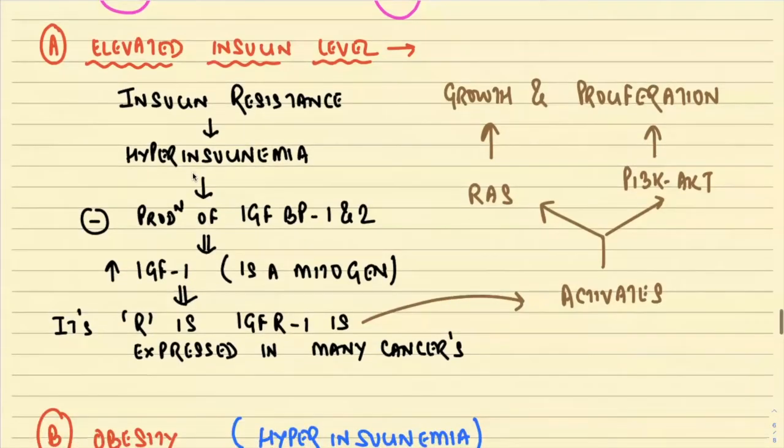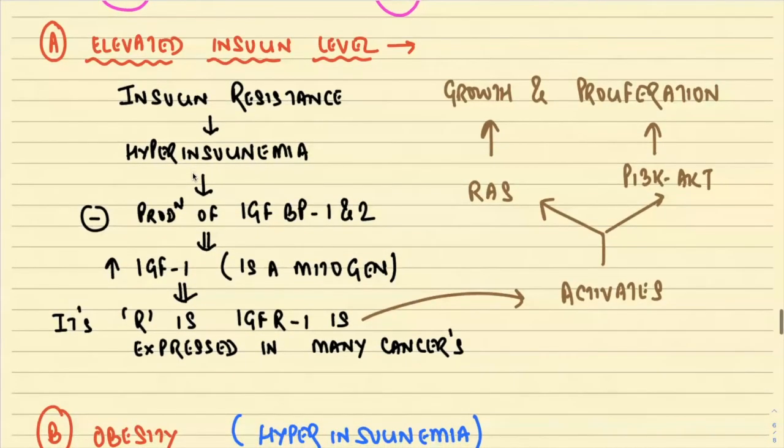Okay. So how does obesity predispose to cancer? Now, it causes an elevated insulin level. How? Because it is causing insulin resistance, which leads to hyperinsulinemia, increased insulin levels in the blood. And that is inhibiting the production of binding proteins called insulin-like growth factor binding protein 1 and 2. Hyperinsulinemia is inhibiting the production of these binding proteins.